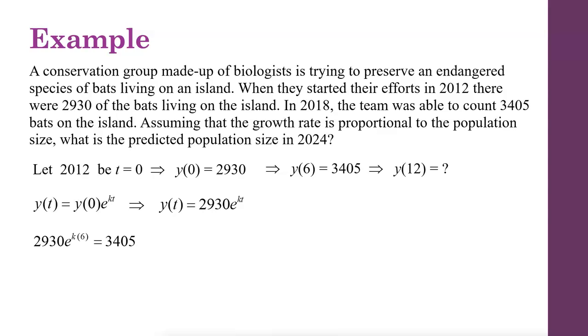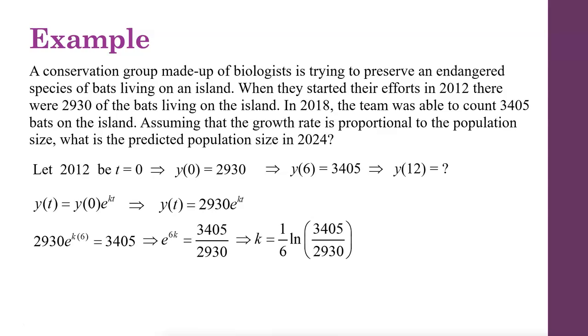That's the equation we're going to solve. So divide both sides by 2,930. We get e to the 6k equals 3,405 over 2,930. Take the natural log of both sides and then divide by 6, right? When we take the natural log of both sides, e to the 6k just turns into 6k, and then we'll divide by 6 to find what k is.